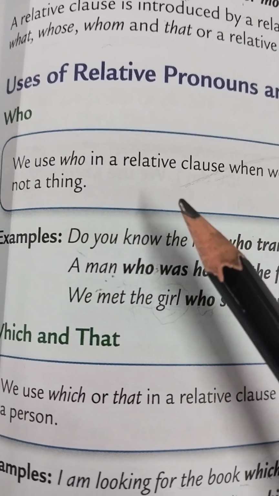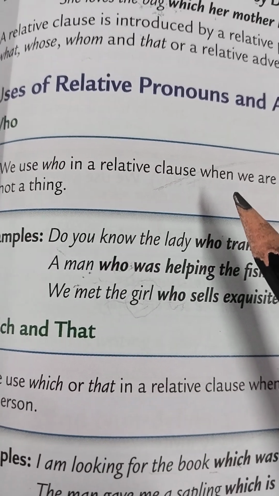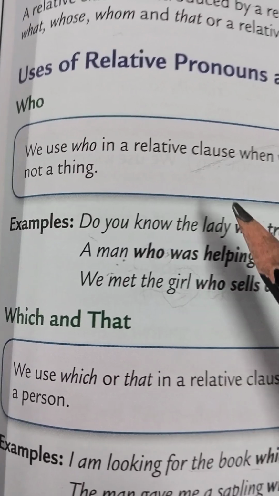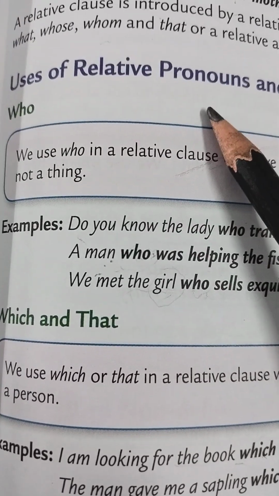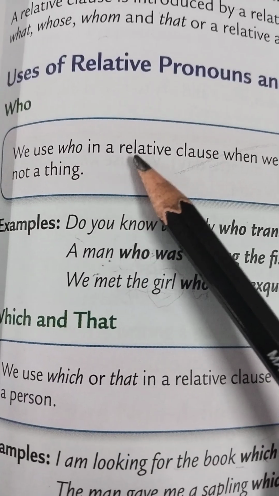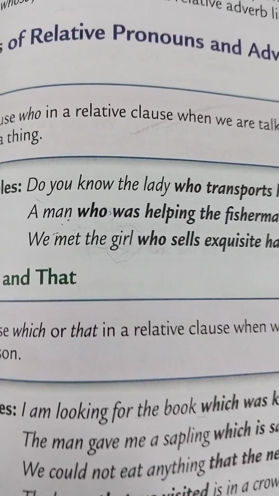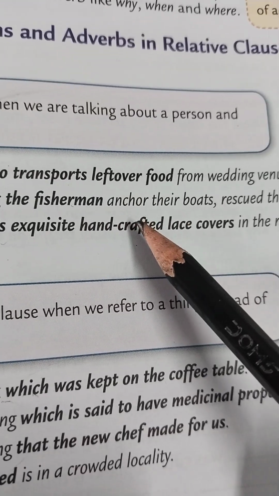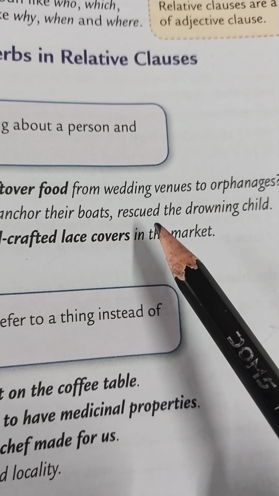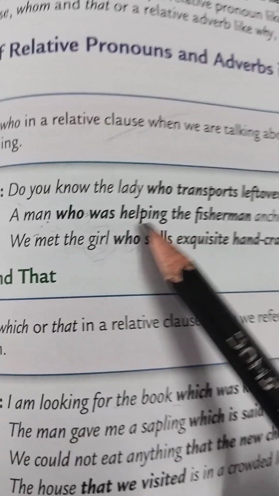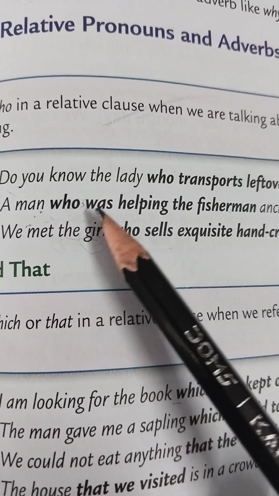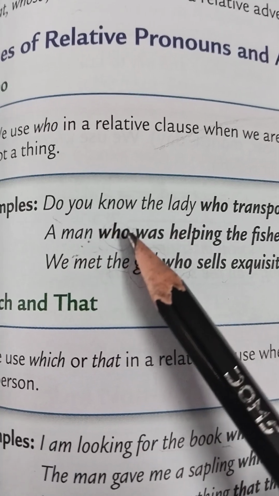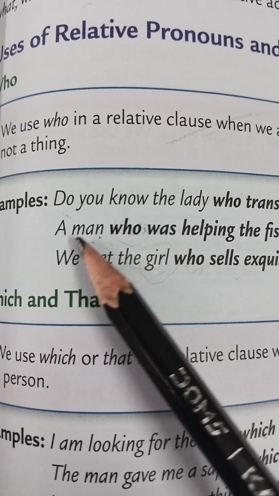We use who in a relative clause when we are talking about a person, not a thing. Let us understand this with a few examples. A man who was helping the fishermen anchor their boats rescued the drowning child. In this sentence, the relative clause who was helping the fishermen uses who for a person, that is a man.